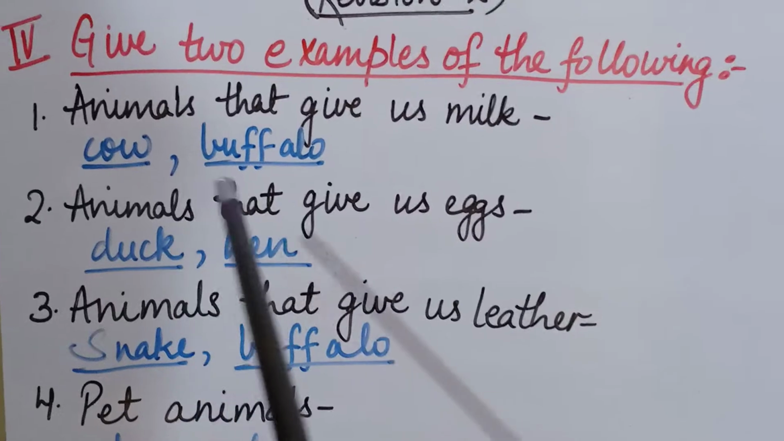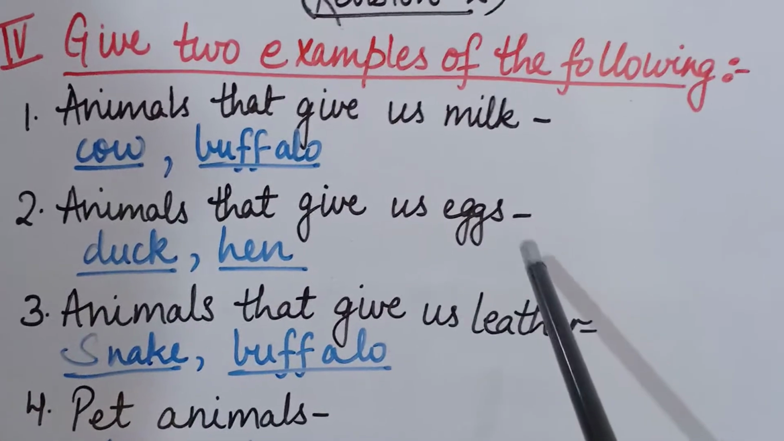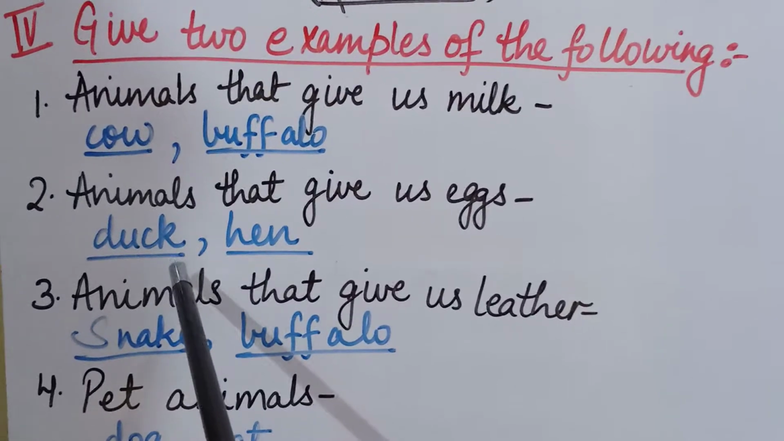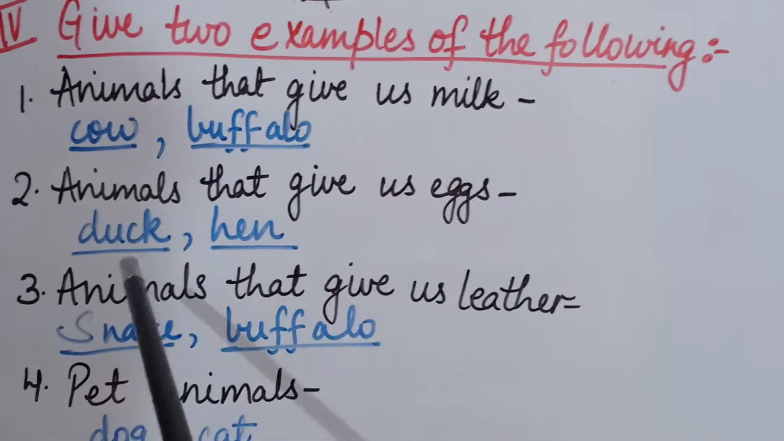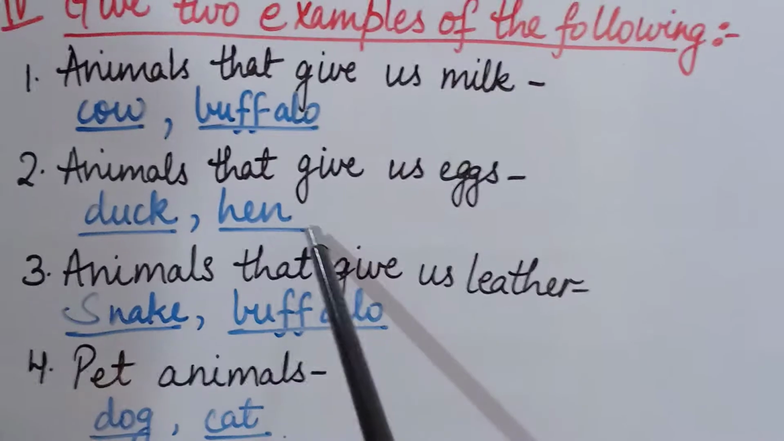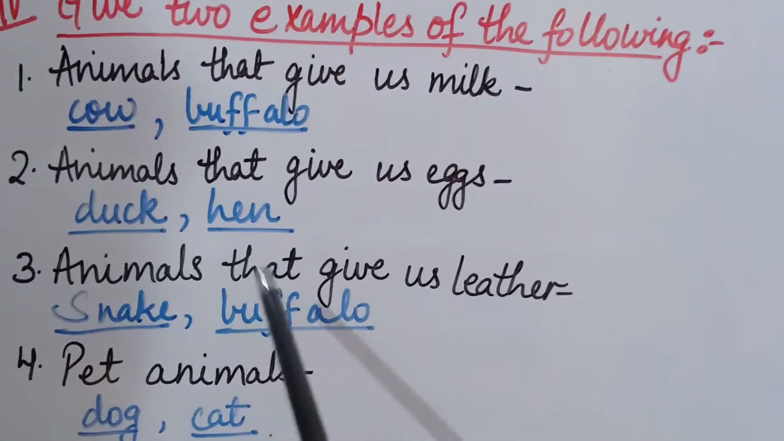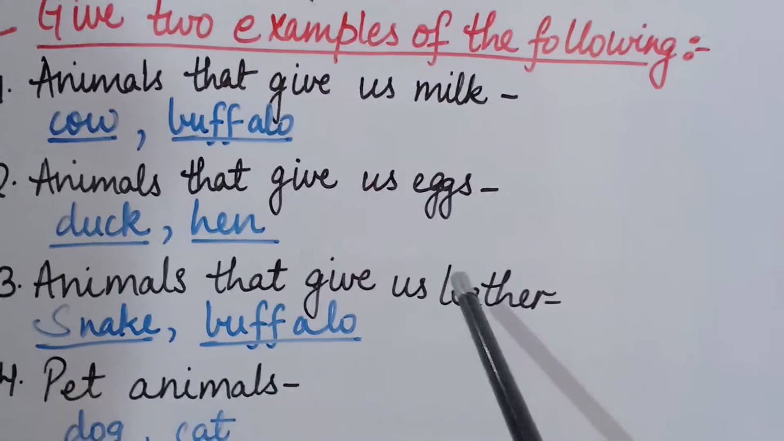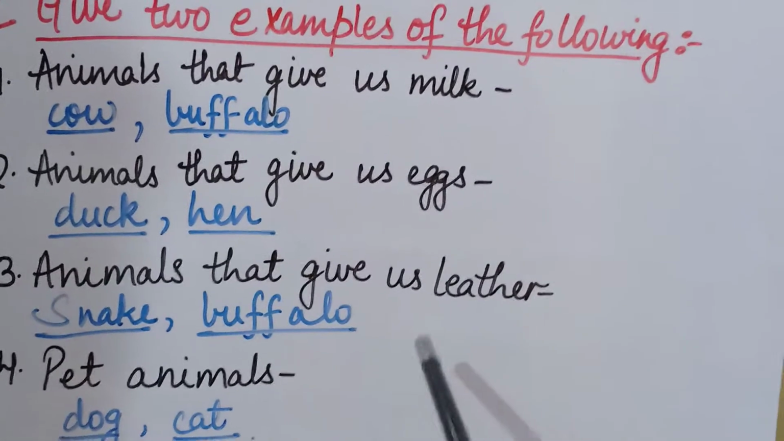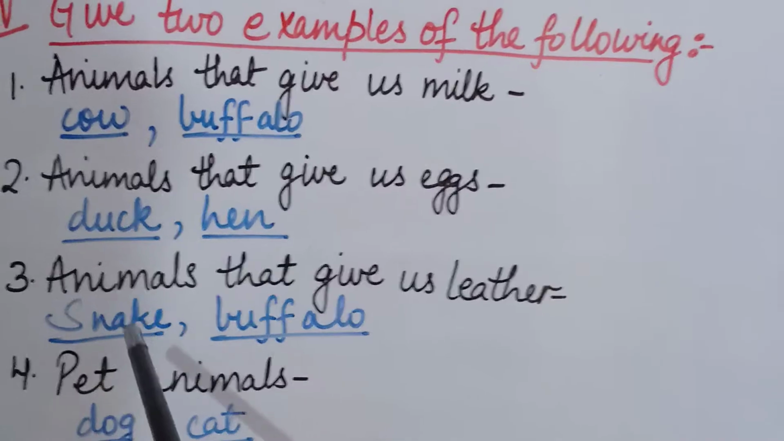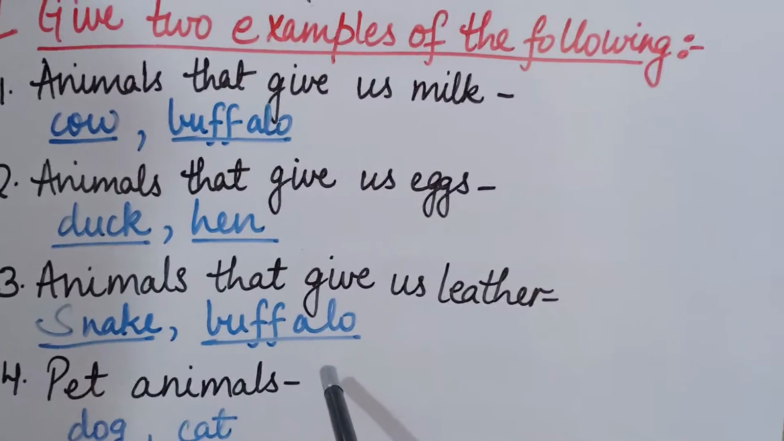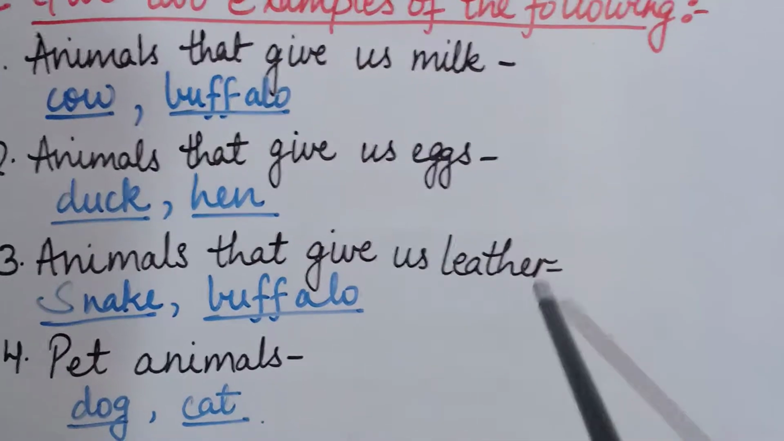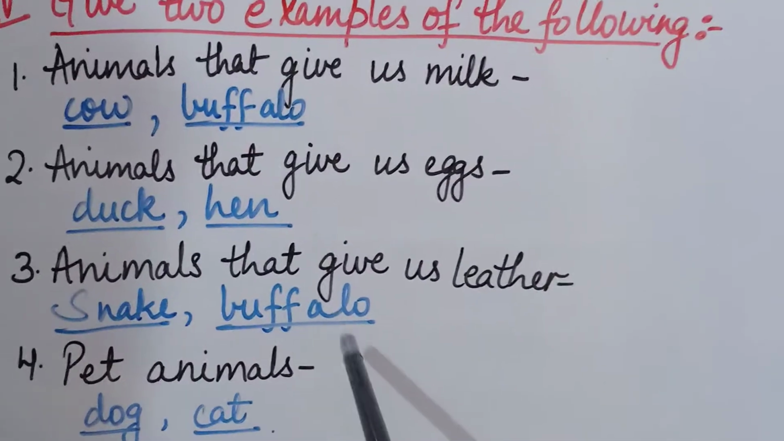Second, animals that give us eggs, जिनसे हमें eggs मिलते हैं. So two animals from which we get eggs, duck and hen. DUCK, HEN. Third one is animals that give us leather, जिनसे हमें leather मिलता है. There were four animals in your book. You can write any two. I have written snake and buffalo. You can also write crocodile or camel.